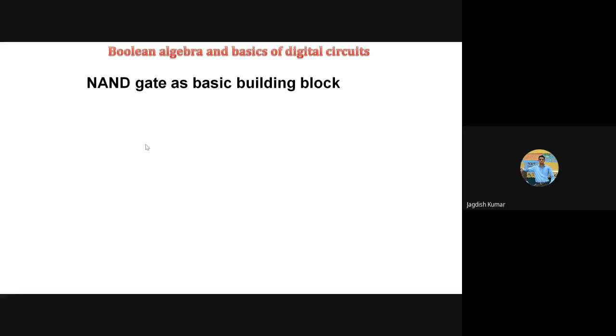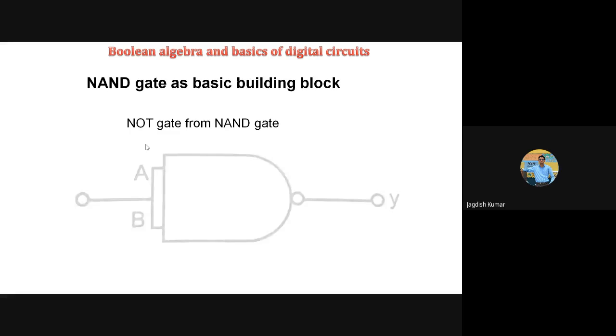But with the help of the NAND and NOR gates, you can actually design any operation by employing only either the NAND gate or the NOR gate. So how can we do this? Let us first try to understand the basic operations from the NAND or NOR gate. First let us discuss the NAND gate. How can one obtain a NOT gate from a NAND gate?